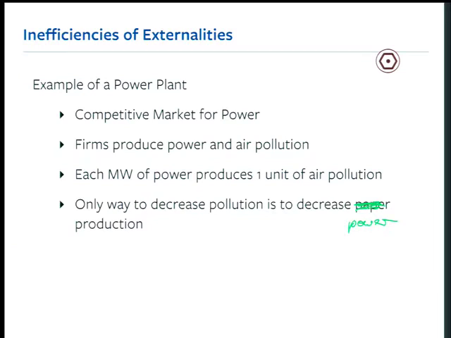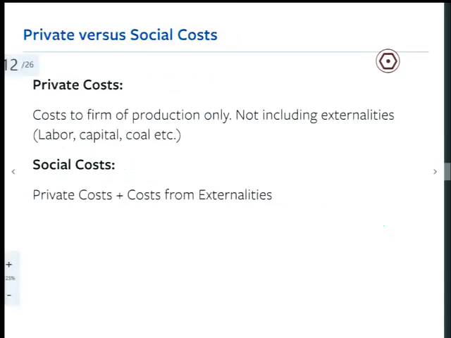Okay, so the only way to decrease pollution is to decrease power production. Of course, in the real world, when you're talking about local pollutants like PM10, NOx, SOx, and so on, you can scrub that stuff out of the fumes that come out of a power plant and turn it into drywall. When it comes to CO2, the main greenhouse gas, you can't scrub that out of the gases that come out of the power plant.